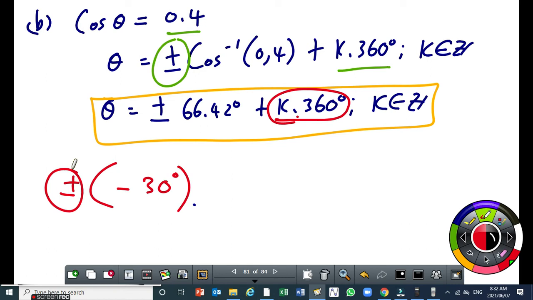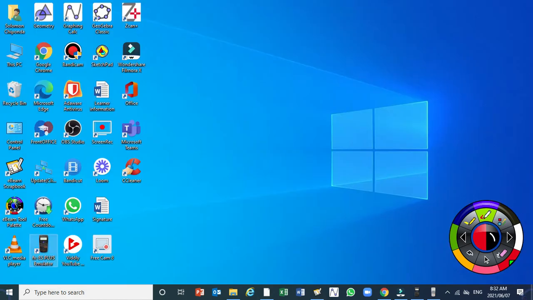What quadrant is cos? Like that, we leave it as that or we solve further? Oh, you leave it like that. This is your answer.